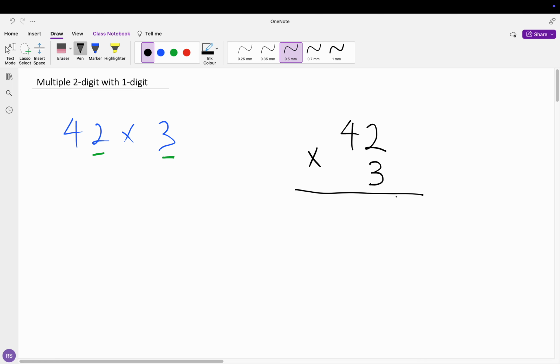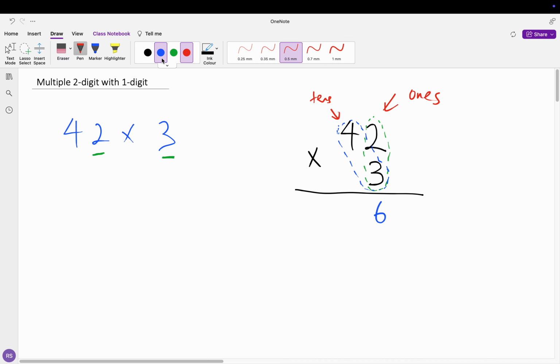To do the multiplication, we start with the ones. We always start with the ones and then go to the tens and hundreds and so on. So the first step is we multiply 2 times 3, we get 6. That is the first step: we multiply the ones together. Now after we have multiplied the ones of the 2-digit number with the single digit, we move on to multiply the tens of the 2-digit number with the single digit.